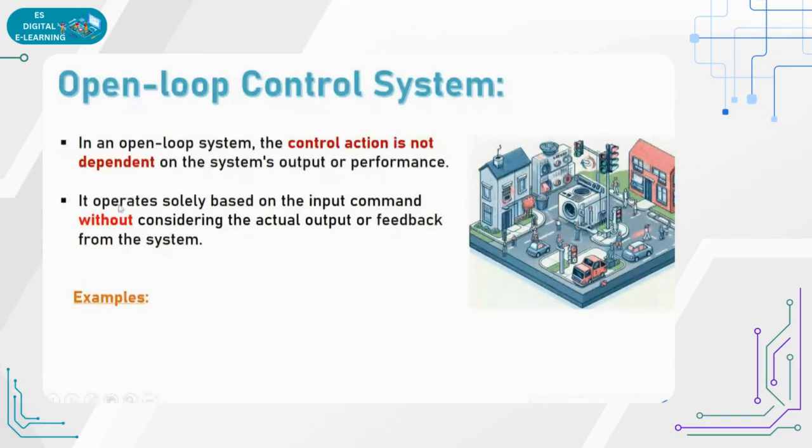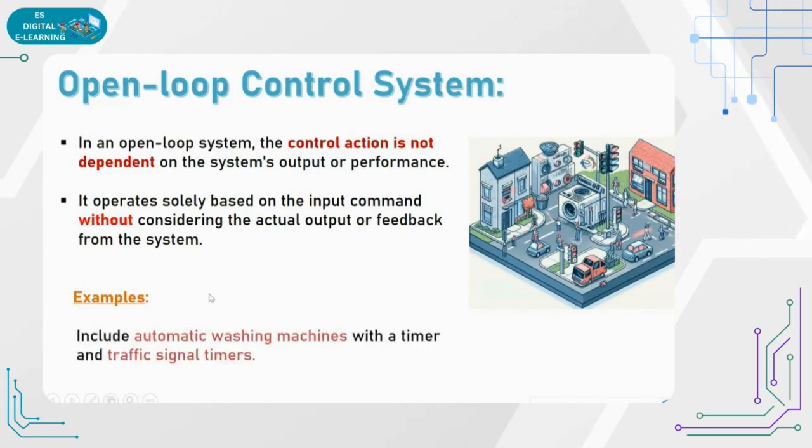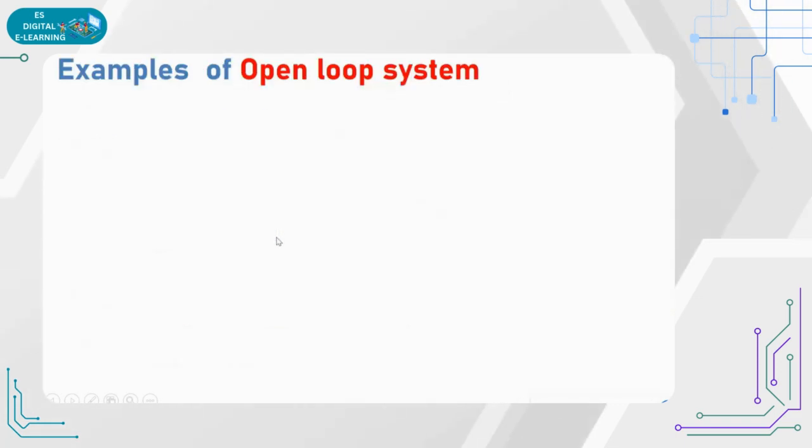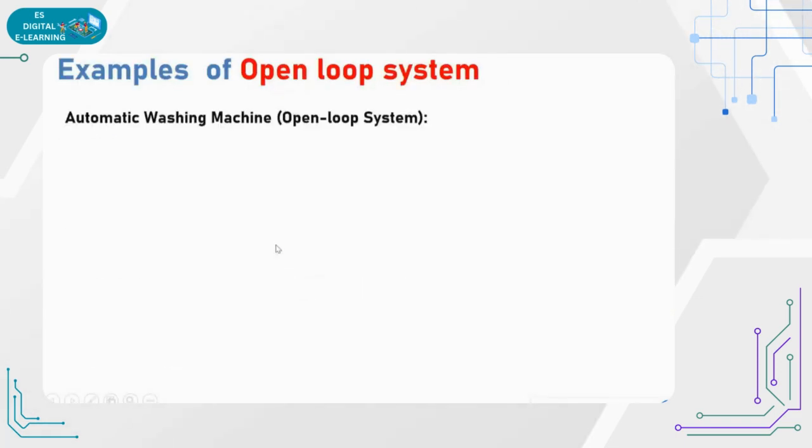Okay, so it operates solely based on the input command without considering the actual output or feedback from the system. It won't bother about the output. Whatever you give, you will get. Examples for this in real time are washing machines and traffic signals. These are examples of the open loop control system.